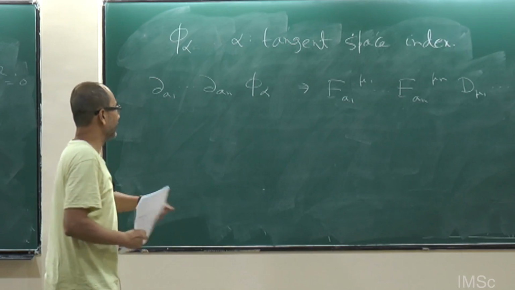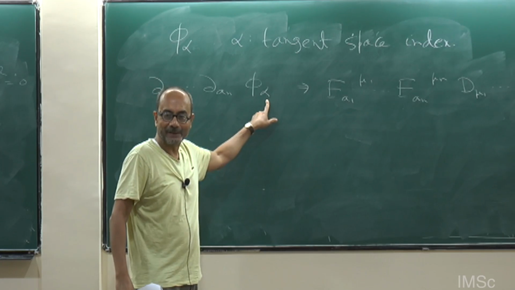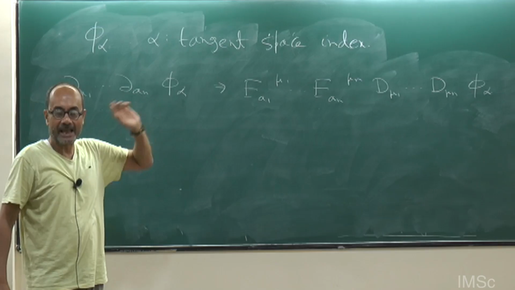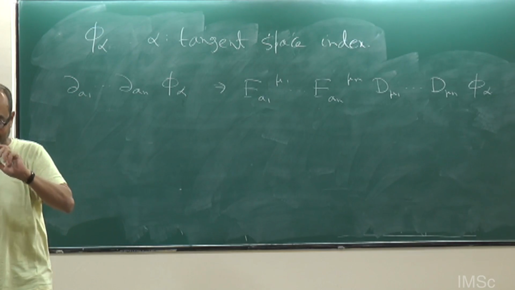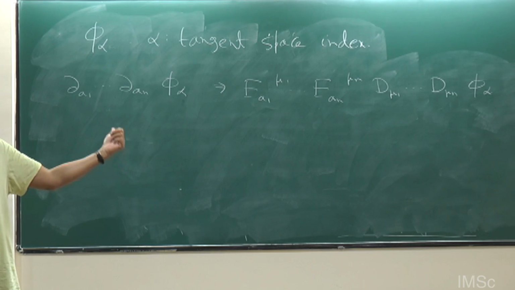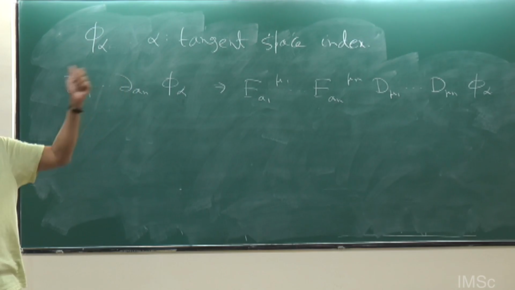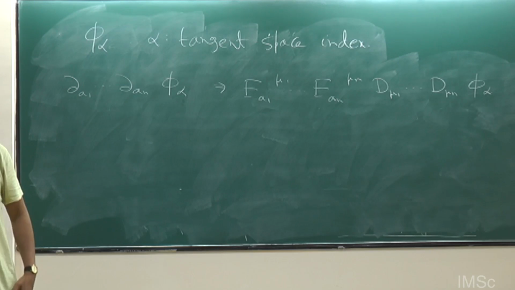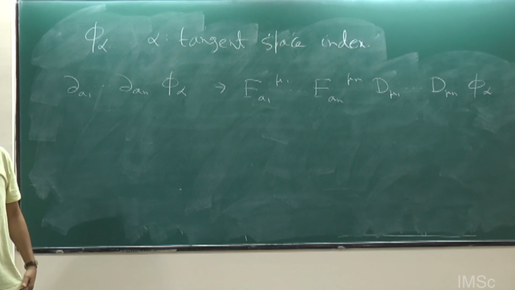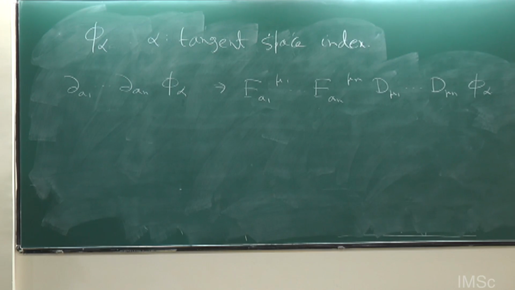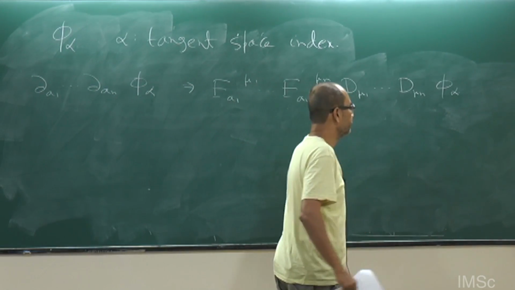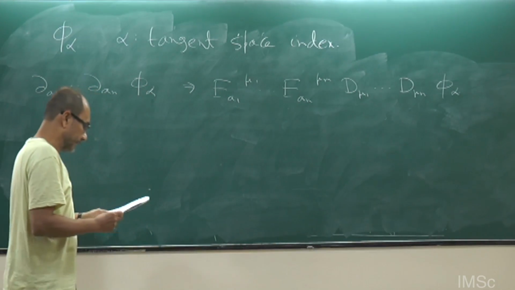These alpha are Greek alphabet but a different kind of Greek alphabet. So these are tangent space indices. A, B are vector indices, right? These alphas can be spinor index, vector index, tensor index, anything. That's why I am using a different kind of symbol. For these D mu's, I have to use the standard covariant derivative.